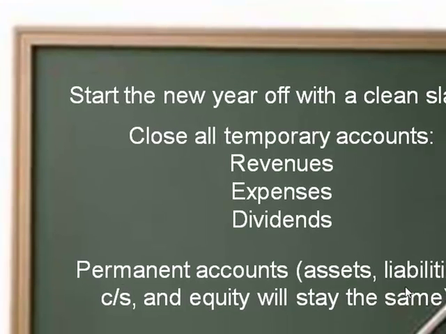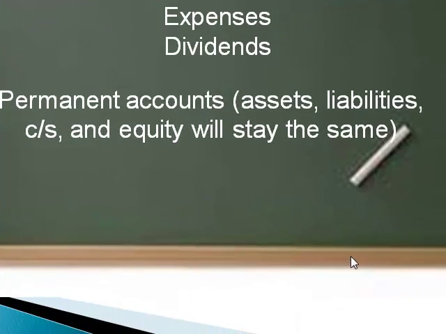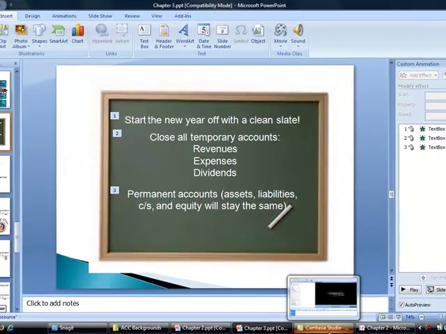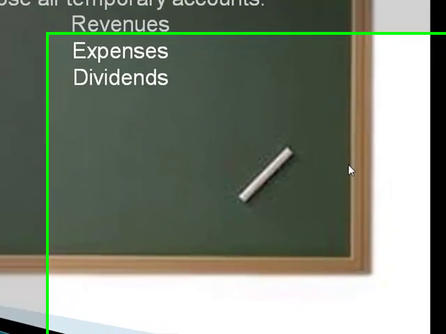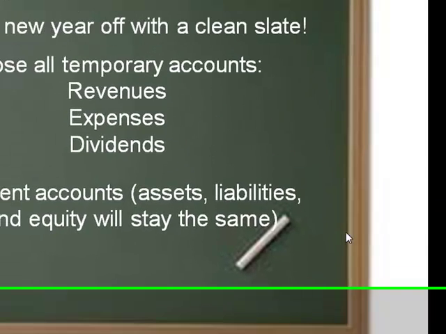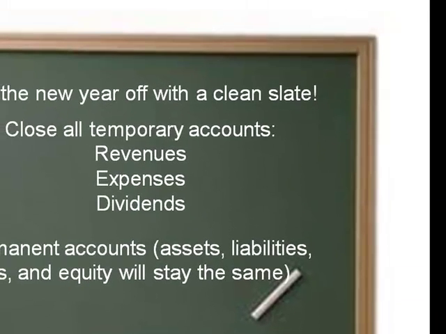Permanent accounts, like an asset, cash. You go to bed on December 31st and you have cash in your pocket, you should wake up on January 1st with the same amount of cash, or with the same car, or with the same amounts that you owe. Okay, they don't go away at the end of the period. All right, so the permanent accounts are accounts that stay the same. They don't need to be closed out at the end of the year. Assets, liability, common stock, and your retained earnings stay the same.